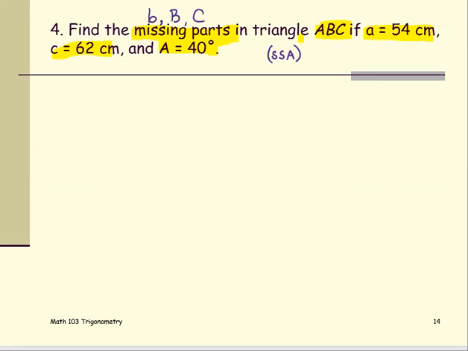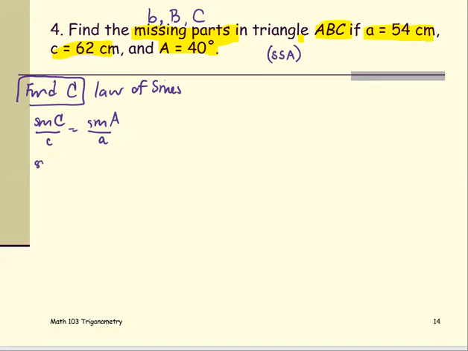Since we know side a, angle A, and also side c, we're going to start with finding angle C using the law of sines. Set up as sine C over side c equals sine A over side a, or sine C equals c multiplied by sine A divided by a. Sine C is 62 multiplied by sine of 40 degrees divided by a, which is 54 centimeters. The sine of angle C comes out to be 0.7380.